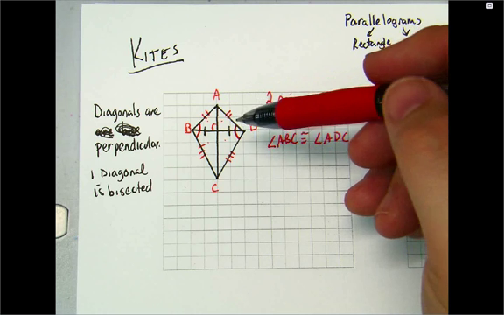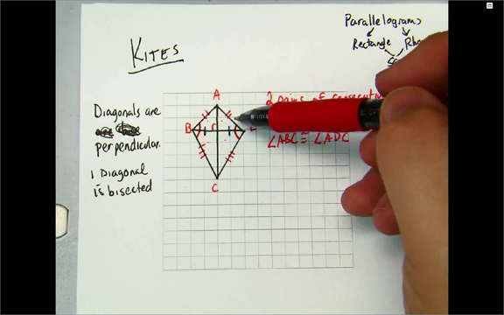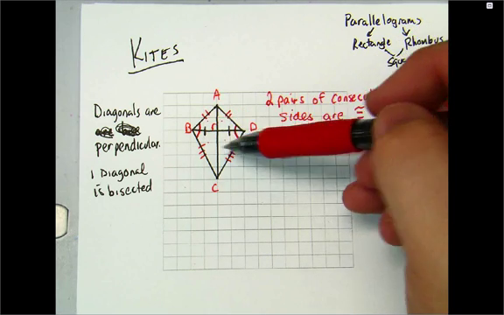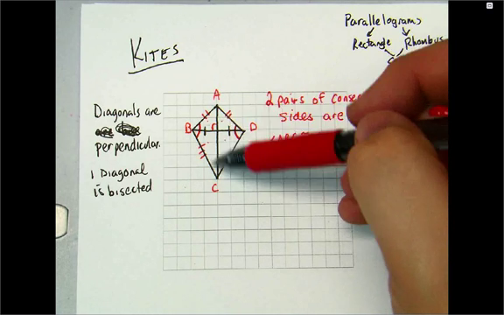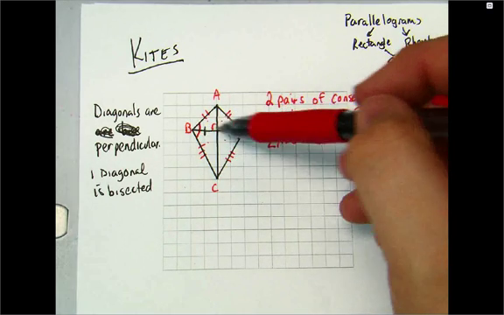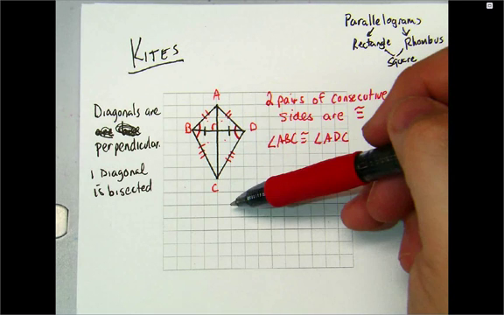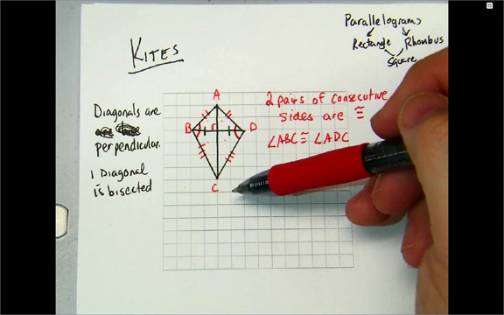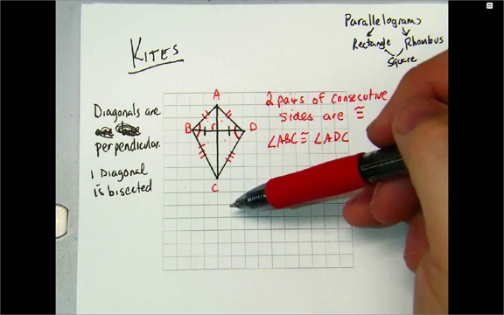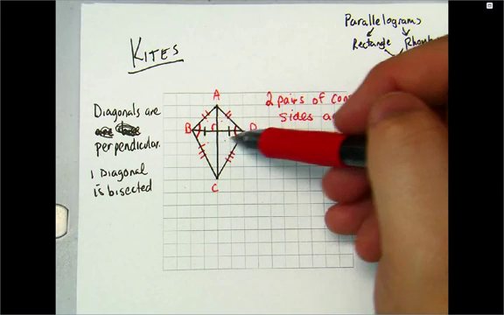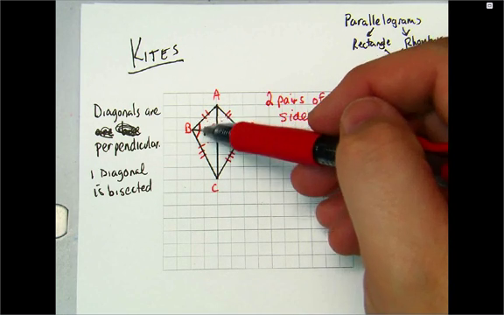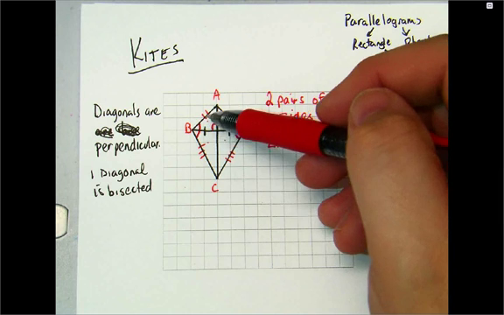These two small sides are congruent. The two longer sides are congruent. The diagonals, one of them's going to get cut in half, the other one isn't, and you are going to be able to tell which one, because one is going to be longer than the other one, and one's going to have a short side and a long side, so the other one is congruent. The two angles that are between the two sides are congruent.